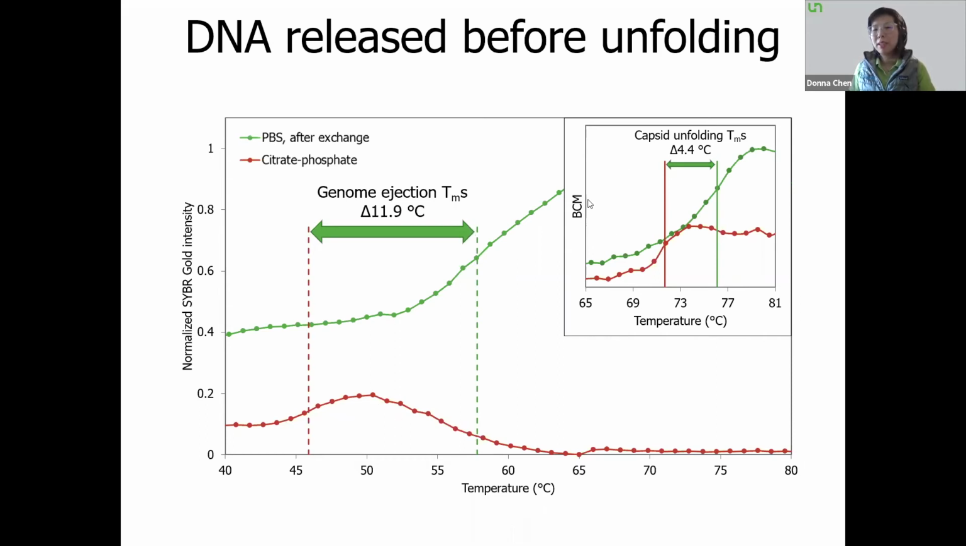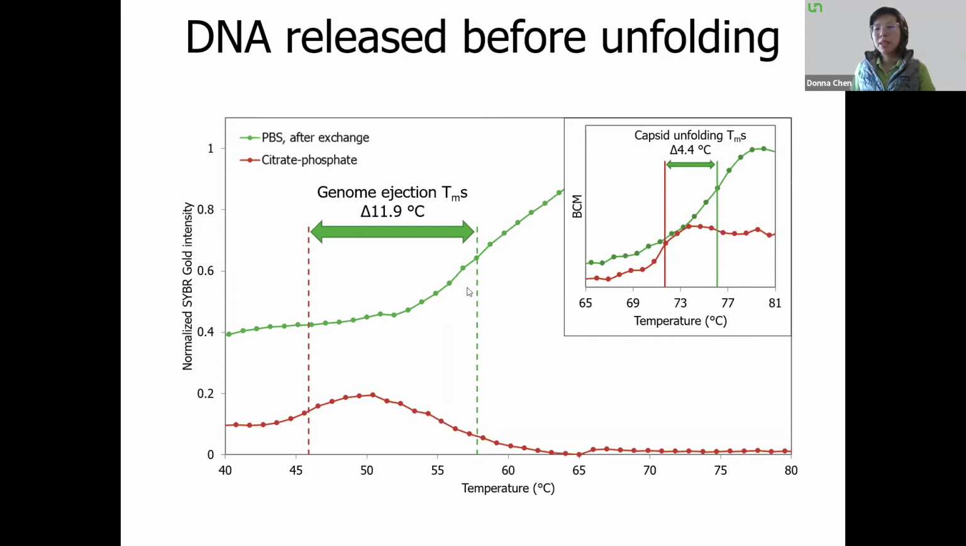And by comparing it in parallel with our melting or unfolding temperature for the PBS and the citrate buffer, we can see that the citrate buffer melted at around 71 degrees, and then the PBS was pretty stable at 76.